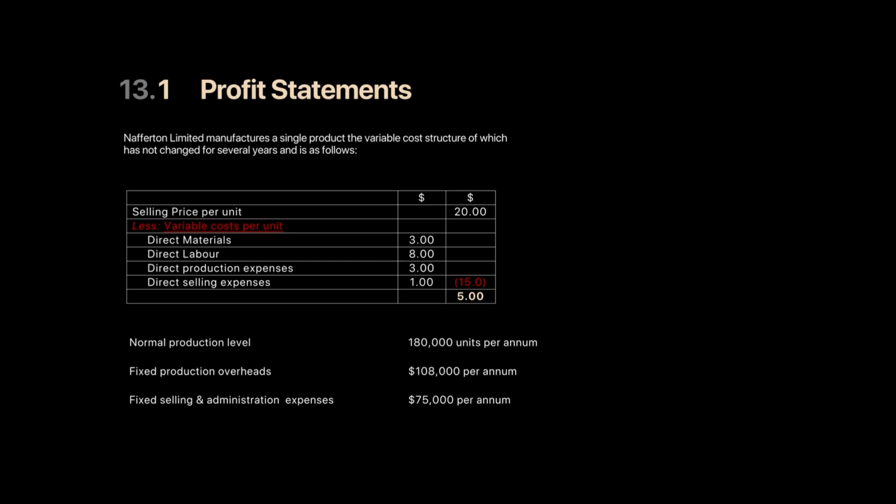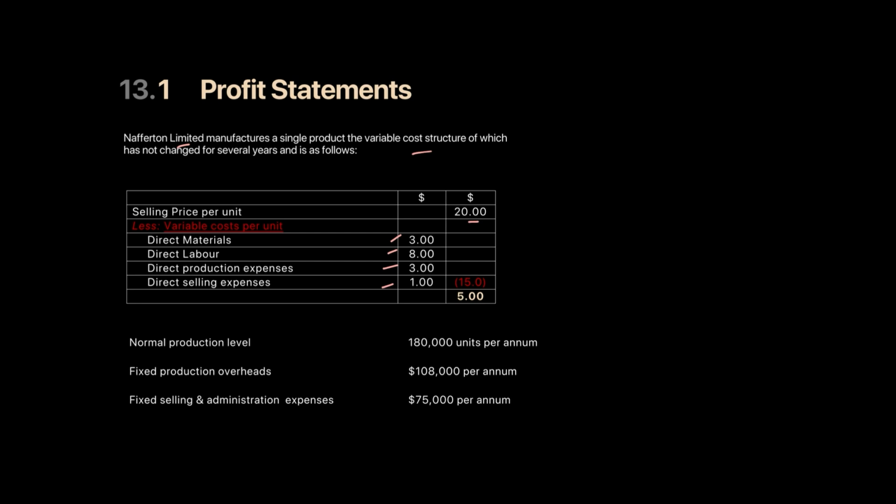Alright guys, let's solve another question on profit statement. So in this question you can see they're saying Nafferton Limited manufactures a single product. The variable cost structure has been given and it has not changed for several years. So you have your selling price per unit, direct material per unit, labor per unit, direct production expense, and your selling expenses also given.